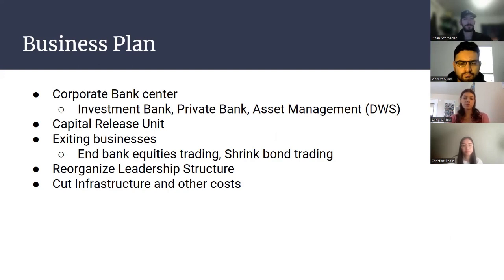The bank worked to do this more ethically than they did in 2012, however, by selling off their non-strategic assets rather than their toxic ones. The bank also exited businesses in the reformation process by leaving equities trading and shrinking bond trading. Sewing's plan also reorganized the leadership structure, cut infrastructure, and cut 18,000 staff members.